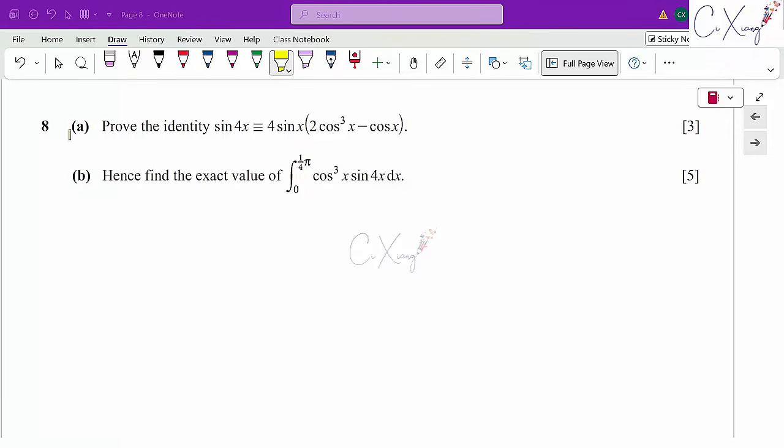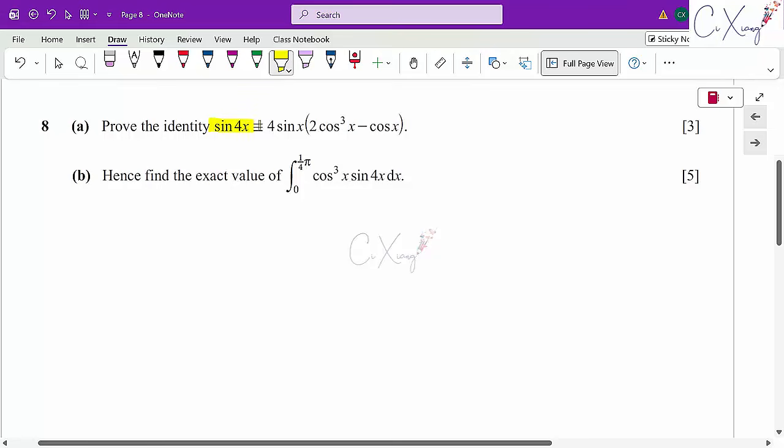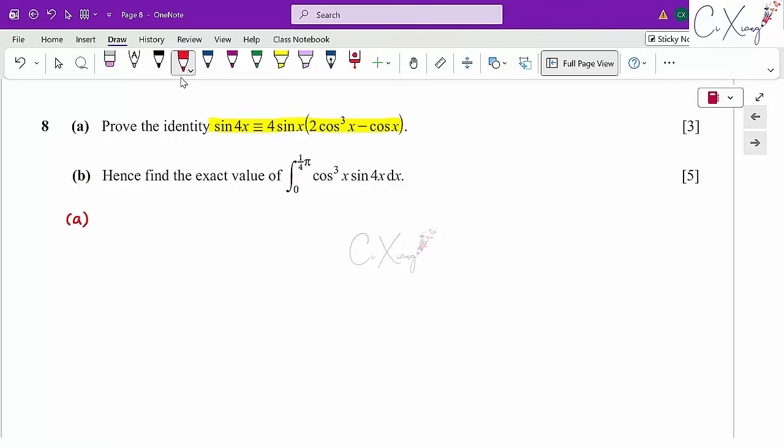Alright, so we are now at question number 8. They want us to prove this identity so that it is equal to the right hand side. Of course we want to start from the left hand side, because the left hand side has 4x for the angle, so it's easier for me to expand it. So we'll start from the left hand side, where I have sine 4x.